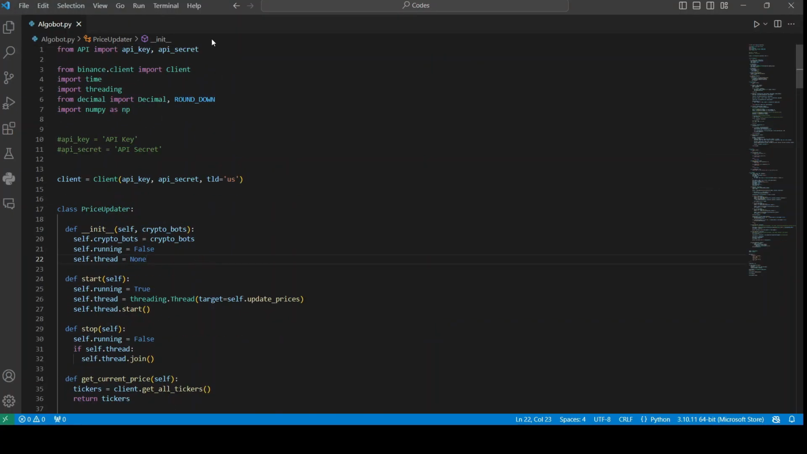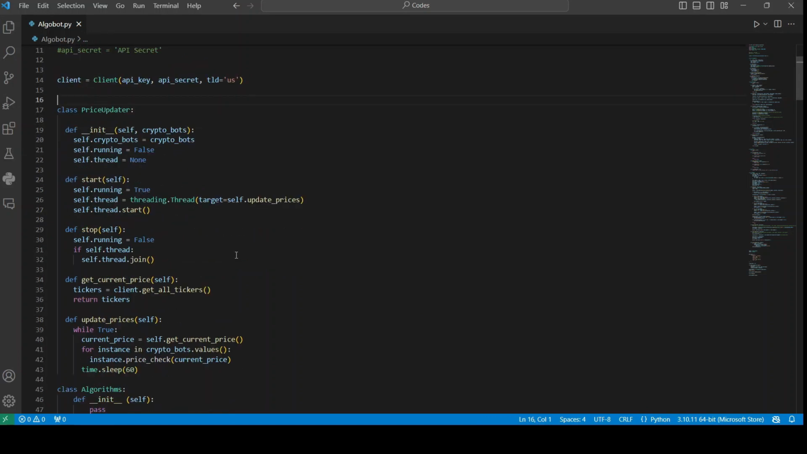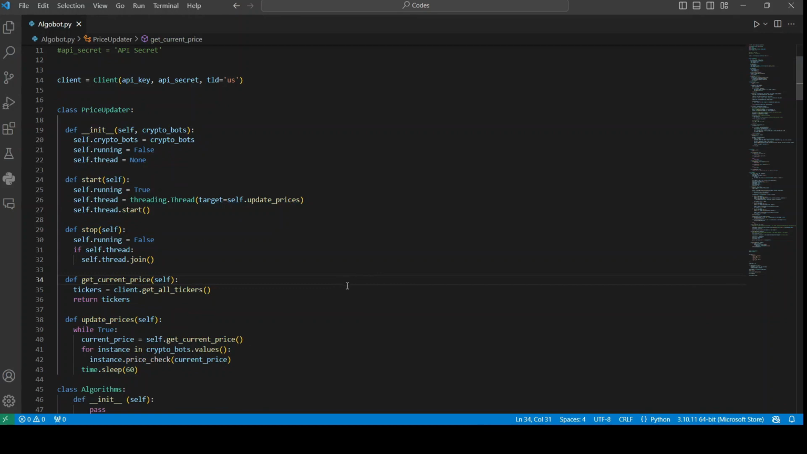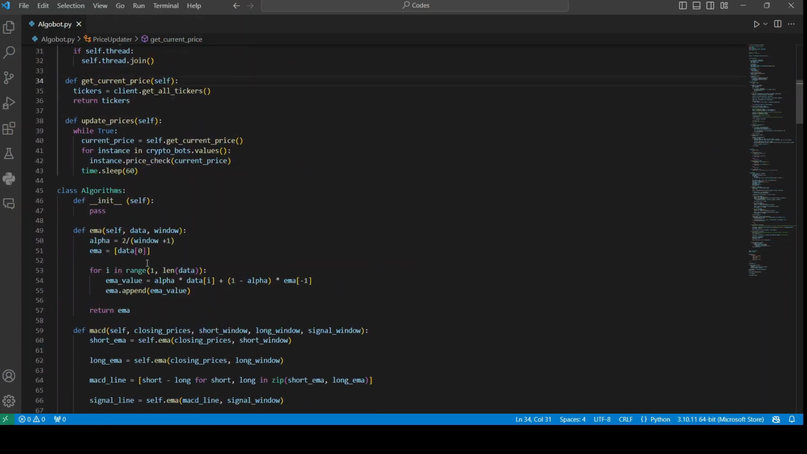So really quickly, I'll go over it once again. You'll need your Binance API information to be able to connect to the trading bot, as you can see up here. And once again, you need to make sure you have your client here. And the first class that you have is a price updated class, which just basically gets all the price information of the assets from the Binance API. And then we can use that to trade it later.